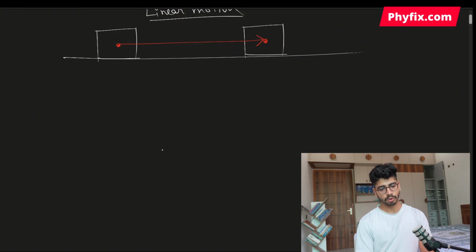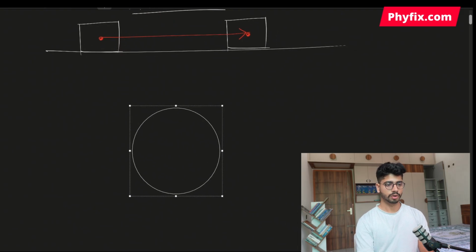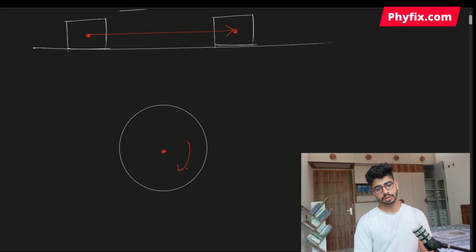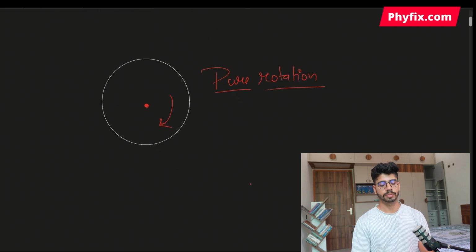Then we have the pure rolling motion. In pure rolling motion, we have some kind of disc or any other thing. The wheel is rolling about a pivot point. This is the pivot point about which it is rotating. This is a pure rotation example.